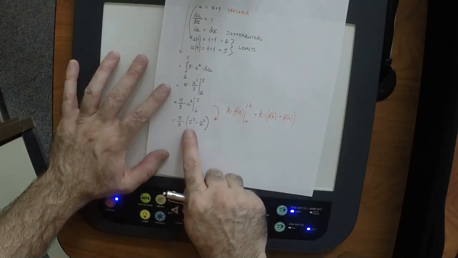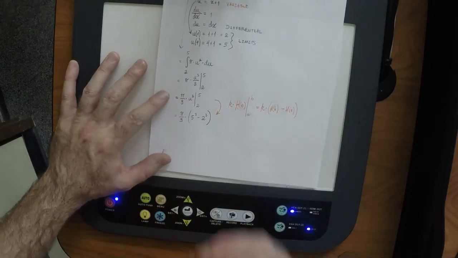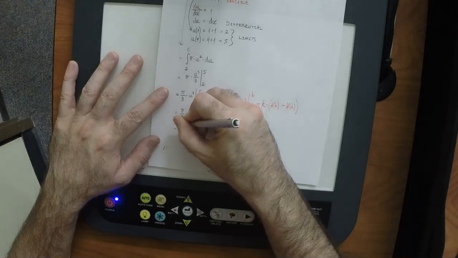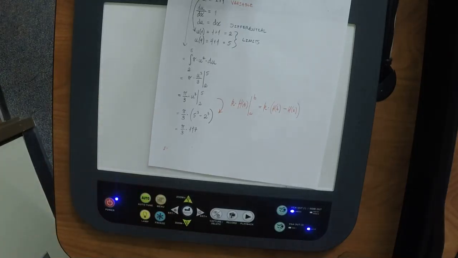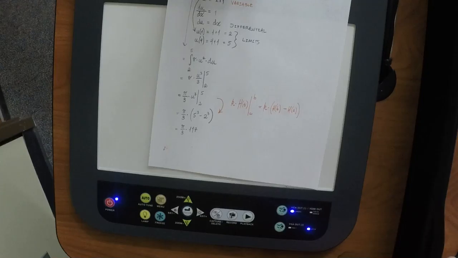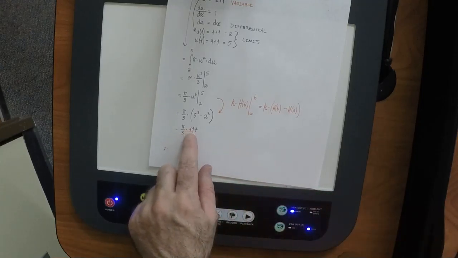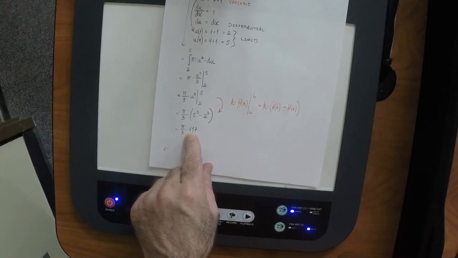All right. Well, what's 5 cubed? 125. And then 2 cubed is 8. The difference of those is 117. So this would be pi over 3 times 117. And then let's see if we should simplify this. Is 117 divisible by 3? It is. But how can I say so confidently that it surely is? Let's consider the individual digits, 1, 1, and 7, and add them up. 1 plus 1 plus 7 is 9. Is 9 divisible by 3? It is, and therefore so is 117.